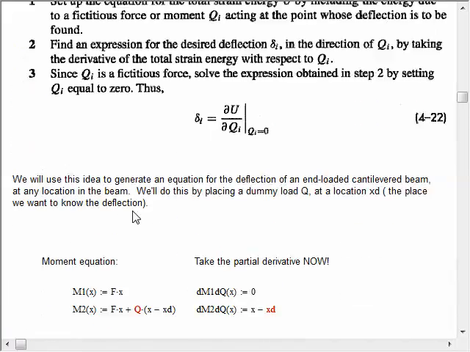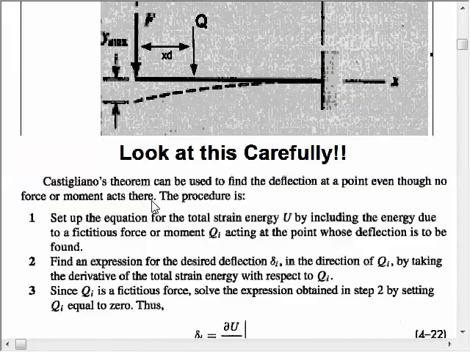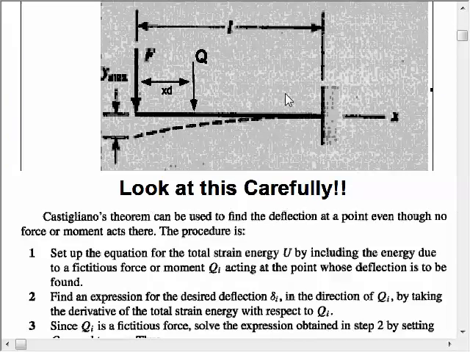Now, looking at the picture of the beam again, I'm going to have to write moment equations to capture the energy in the beam. And I've actually got to write my moment equation in two different regions. In the region starting at x equals 0, because this is where the origin of the coordinate system is, moving to the right is positive. Between x equals 0 and x equals xd, the only term that contributes a moment is F times x.